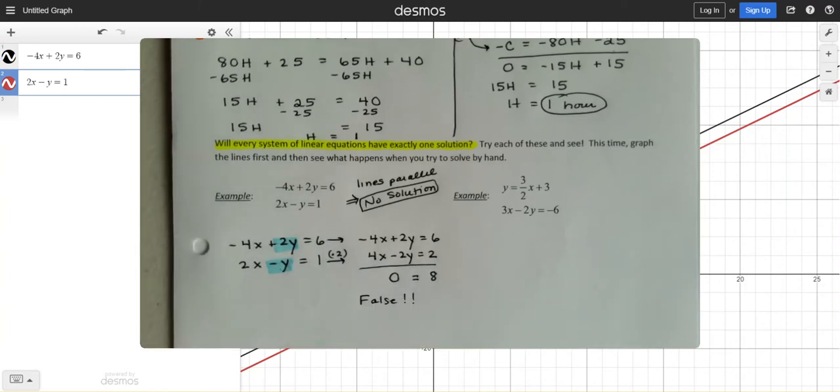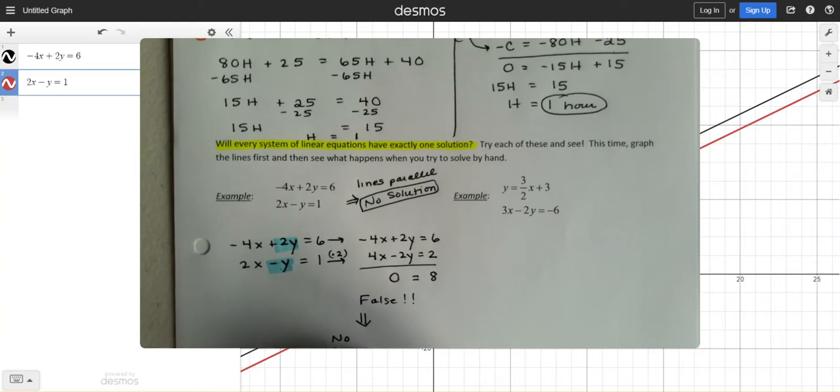And this is your signal that you actually have no solution to a system. And in fact, the lines must have been parallel. There was no point where the two lines intersected or agreed. So if you're working algebraically and you get a false statement, you can immediately conclude no solution, parallel lines.